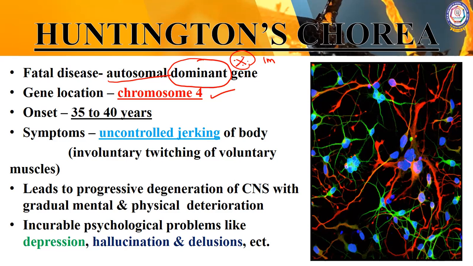What are the symptoms? This image is our nervous tissue, so there is a defect in the nervous tissue. It leads to uncontrolled jerking of the body, involuntary twitching of voluntary muscles, where the muscles which we can control will keep shaking. For example, our limbs, forelimbs and hind limbs: shivering, or the jerking movement in the forelimbs and hind limbs. That's the twitching of the voluntary muscles, right?